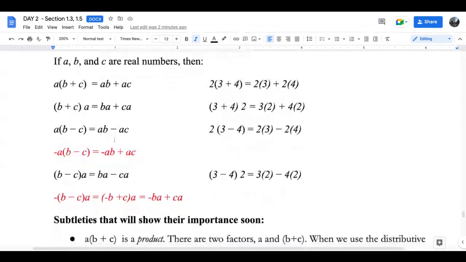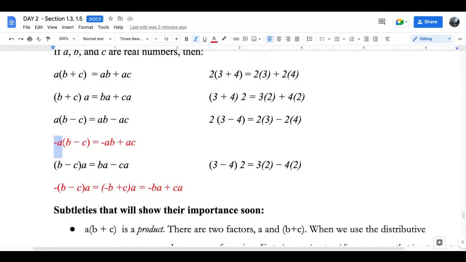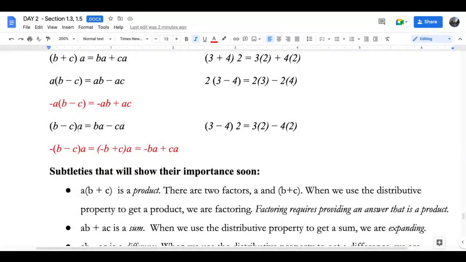Right? With the minus, the same thing. So this is negative A. We distribute negative A to B. That's negative AB. We distribute negative A to negative C. Negative times negative becomes positive. So we get positive AC. B minus C times A, same thing. We get BA minus CA.